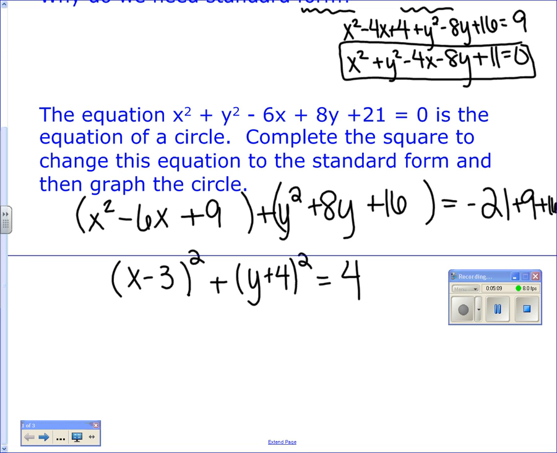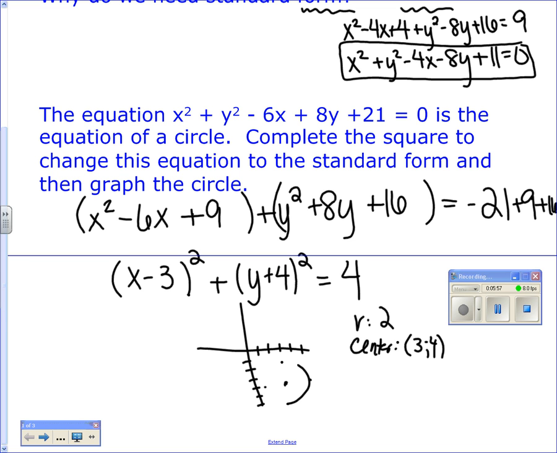Okay, so now graph it. How do you graph a circle? The radius is what? And what is the center? (3, -4). Does that make sense? Any questions on that part? Okay. So you go over 3, down 4. And then that's what my circle looks like.